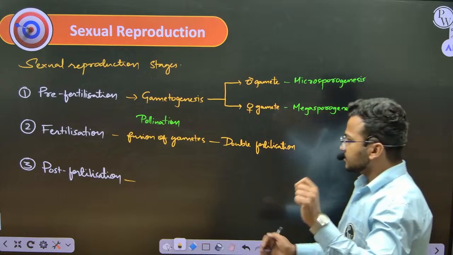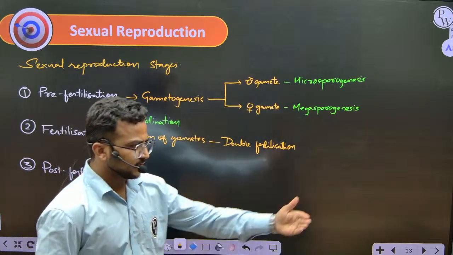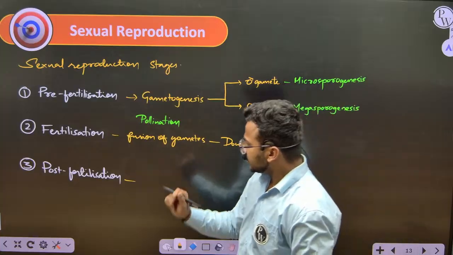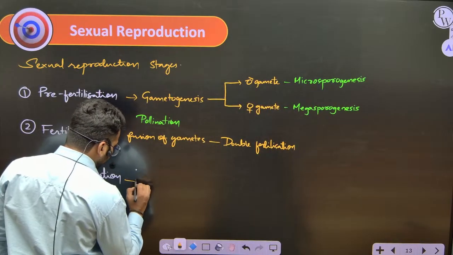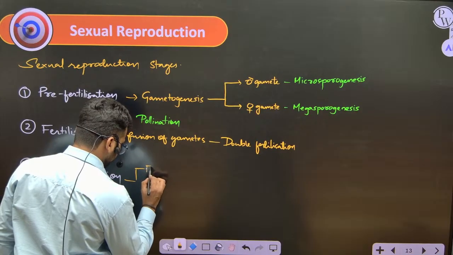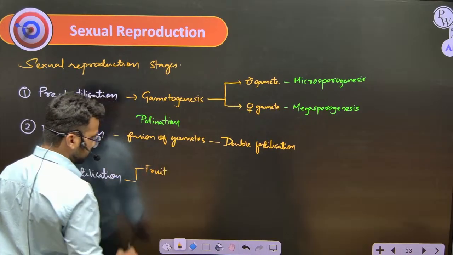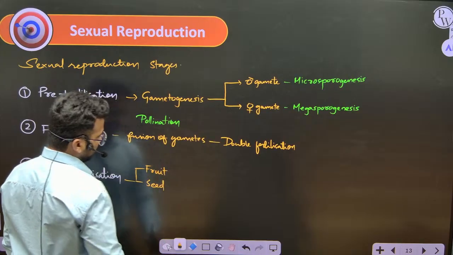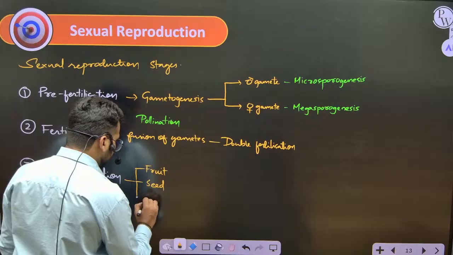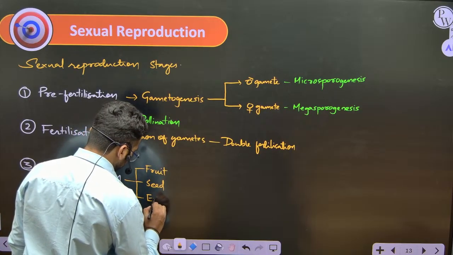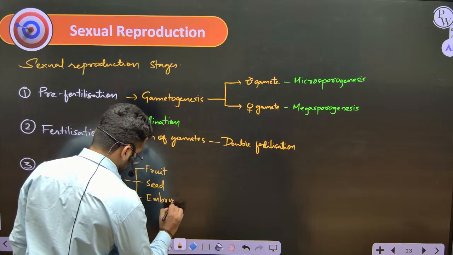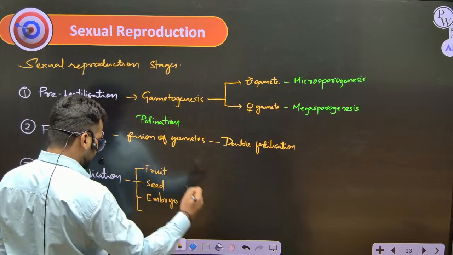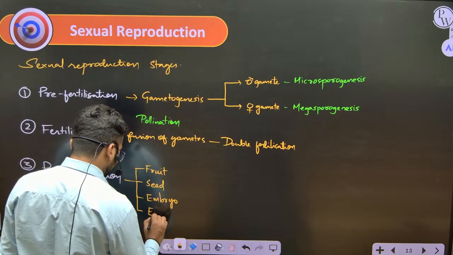So here, you might know, there are students who know the answer also. That is post-fertilization. So the ovary will turn into fruit, so fruit formation will be taking place, and the ovule will be turning into seeds, and the zygote will be turning into embryo there. And there is another term that you might not be getting now, but we'll get to later. That is endosperm.